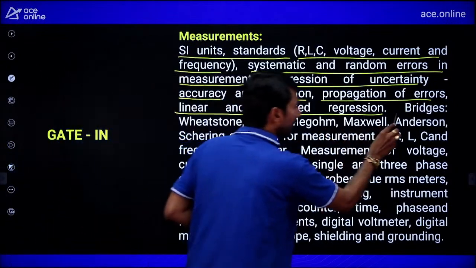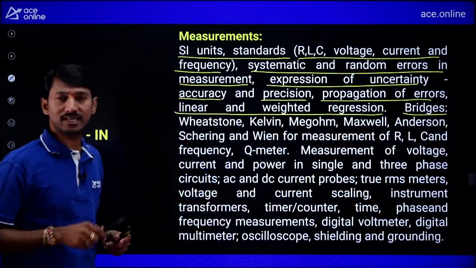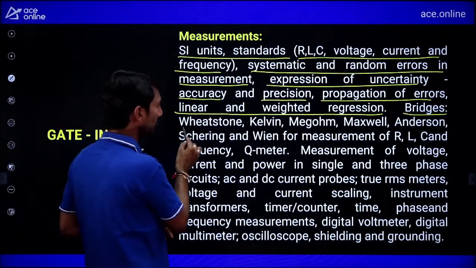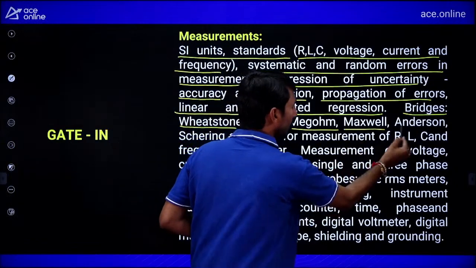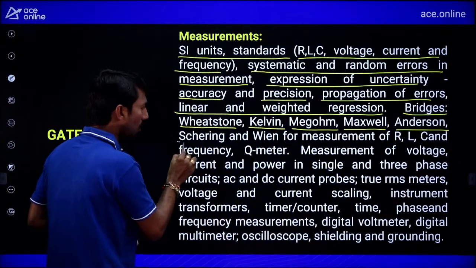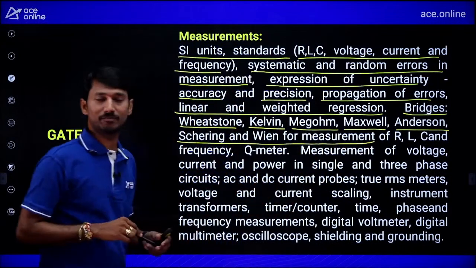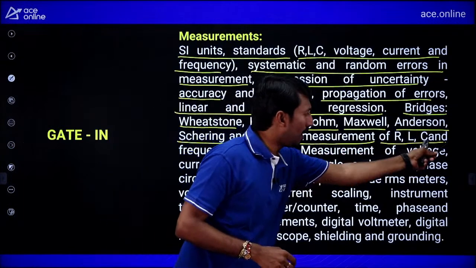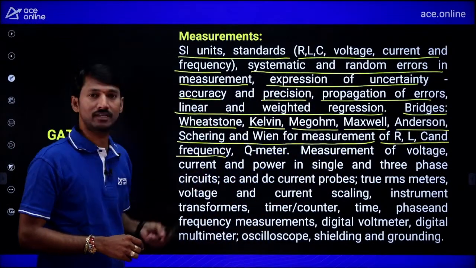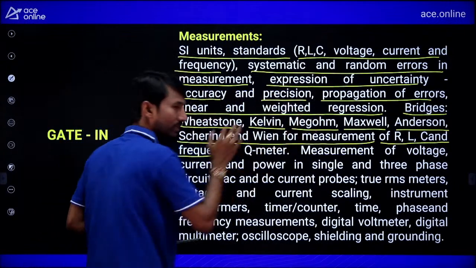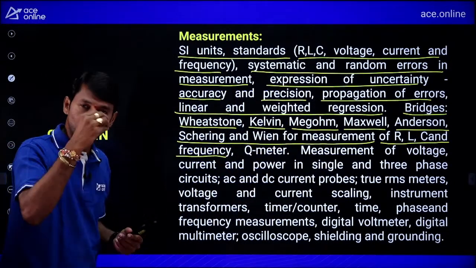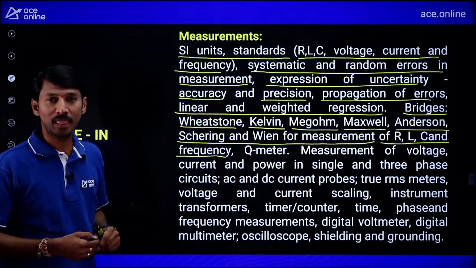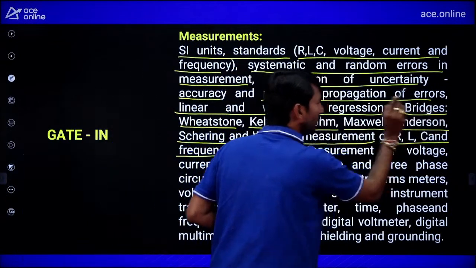And in the electrical paper, it is given as just bridges as the heading, so it includes all bridges. But in this instrumentation paper, Wheatstone, Kelvin, Megohm, Maxwell's, Anderson, like that, all types of bridge names are given. All these bridges are for measurement of R, L, C and frequency. Whatever bridge list they have given, those are used to measure resistance, inductance, capacitance and frequency. All these are under the bridges chapter.